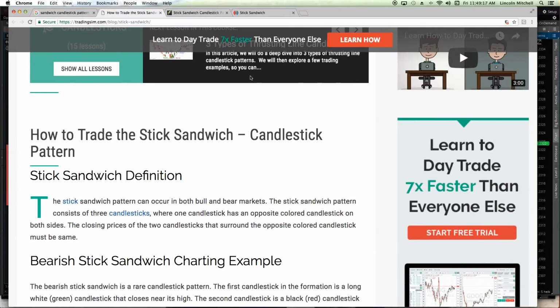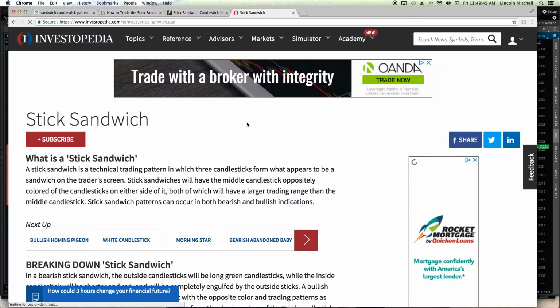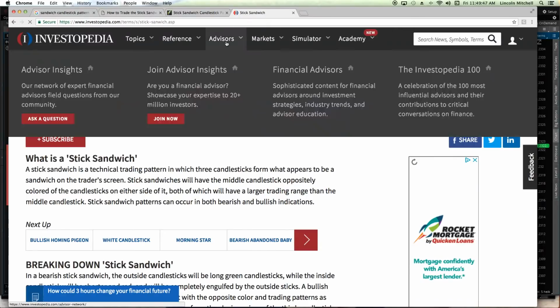The stick sandwich pattern can occur in both bull and bear markets. The stick sandwich pattern consists of 3 candles, where one candle has an opposite color candlestick on both sides. The closing prices, and I want y'all to remember that word, price, of the 2 candlesticks that surround the opposite color candlestick must be the same. I am so glad I read that one first. I was going to use Investopedia. That's perfect. They got the same thing too.